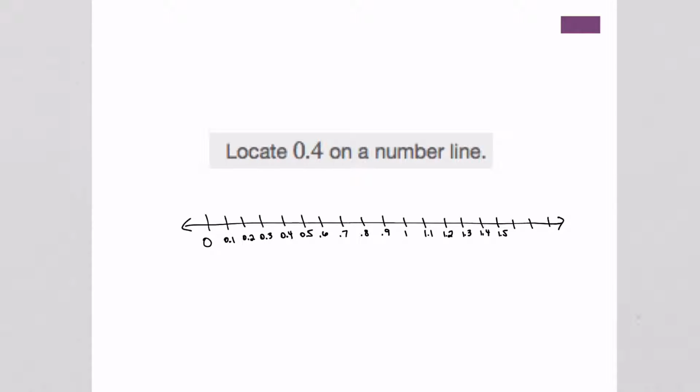So this one happens to be numbered by tenths. So it's pretty easy to locate 0.4 on the number line. It is right here. And if you're ever asked to locate something, all you have to do is put a dot at its location. Now, what if the number line had been numbered, I don't know, something like this?